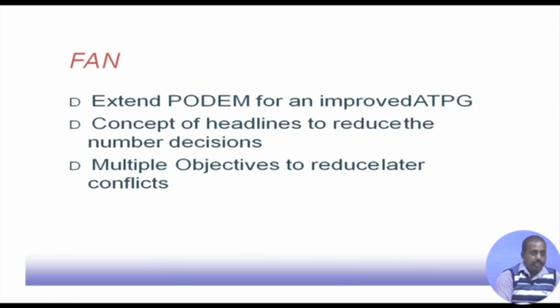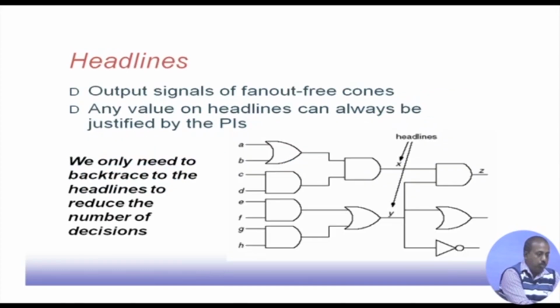Another extension of this PODEM algorithm is the FAN algorithm. FAN is a much more improved ATPG. It actually uses a concept known as headlines. Headlines are used to reduce the number of decisions, and multiple objectives are used to reduce later conflicts. So what is a headline? A headline is nothing but a fan out free cone. So this is a fan out free cone.